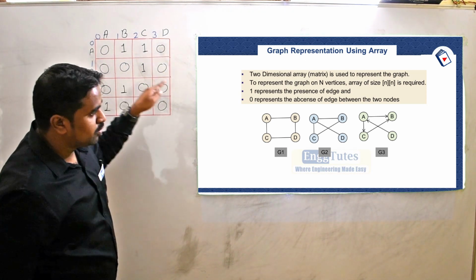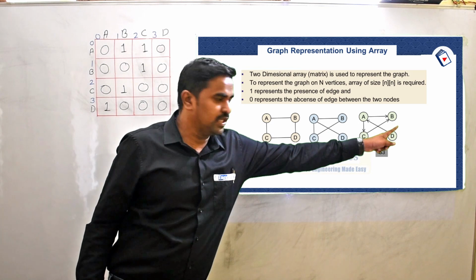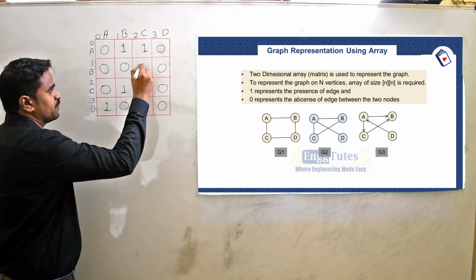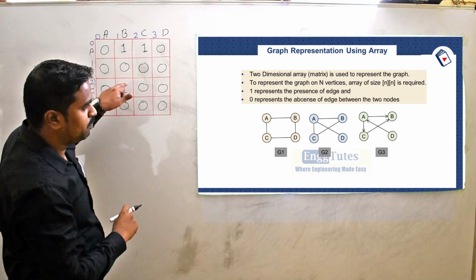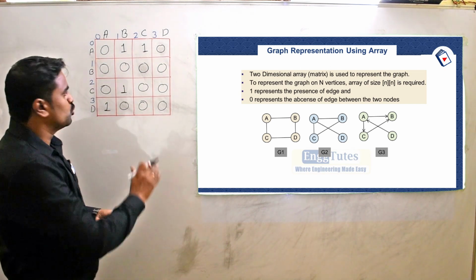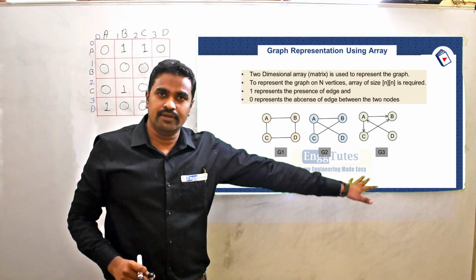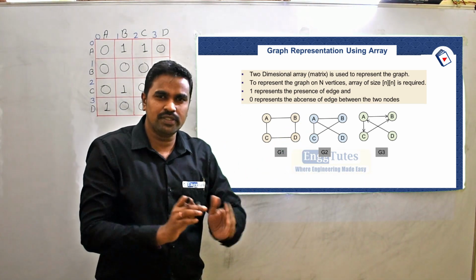Then again B to C, no, edge कहाँ से कहाँ तक है? C to B है, B to C कोई edge नहीं है. So there is an edge from C to B and there is an edge from D to A. So this is the array representation of a directed graph. That's it. I hope you got the concept.